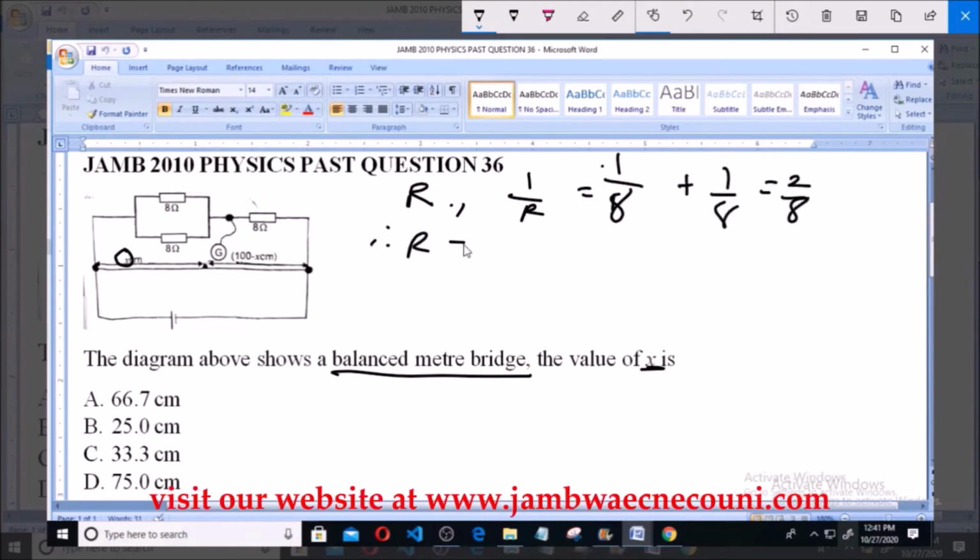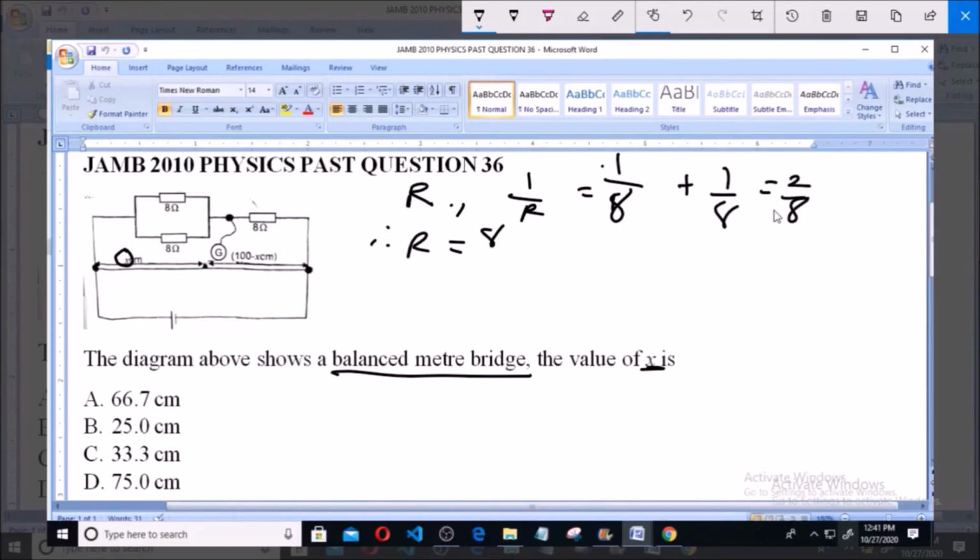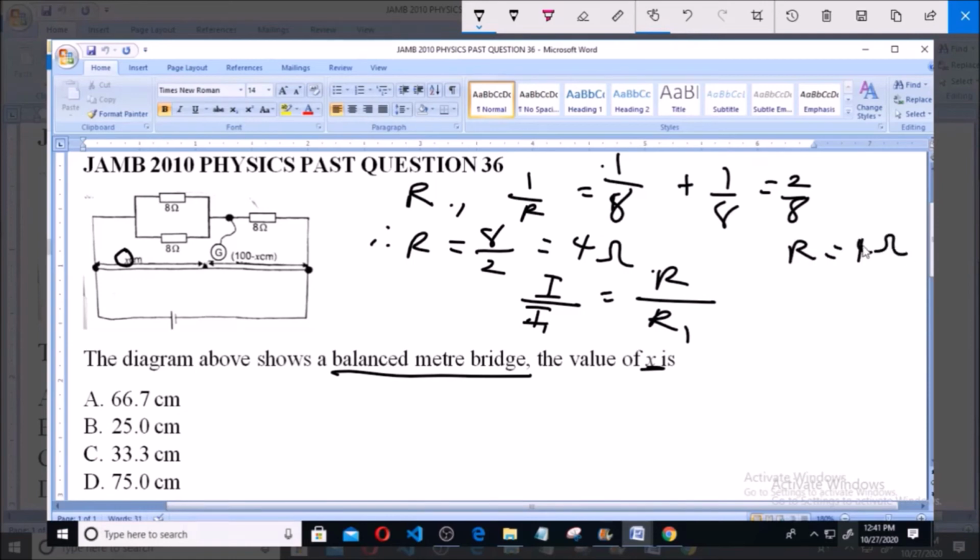Therefore R is equal to, since this is 1 over R, take it the other way, which is 8 over 2, that is 4 ohms. So that is our value of R. Now in a balanced meter bridge, I over I1 is equal to R over R1, where R is equal to 4 ohms, which we just calculated. R1 is equal to 8 ohms.